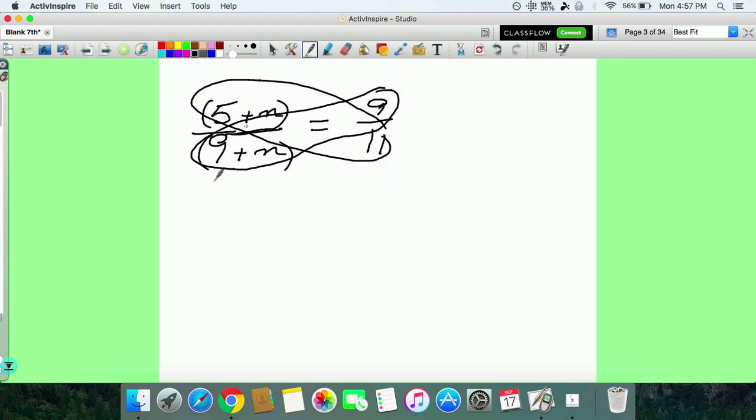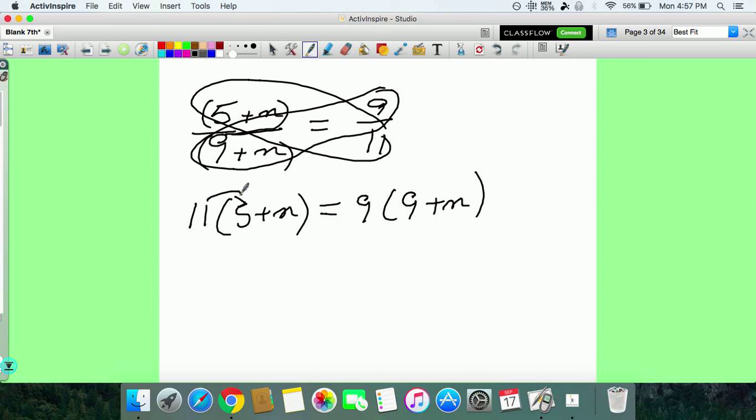So let's take the 11 first. Let me write it out. It's 11 times, in parentheses, 5 plus n. On this side, I get 9, in parentheses, 9 plus n. Right? Let's do the distributive property. So 11 times 5 is 55, 11 times n is 11n. That equals 9 times 9, which is 81, and 9 times n is 9n.